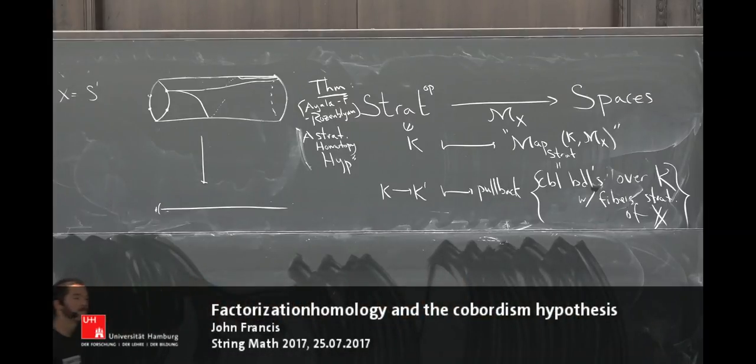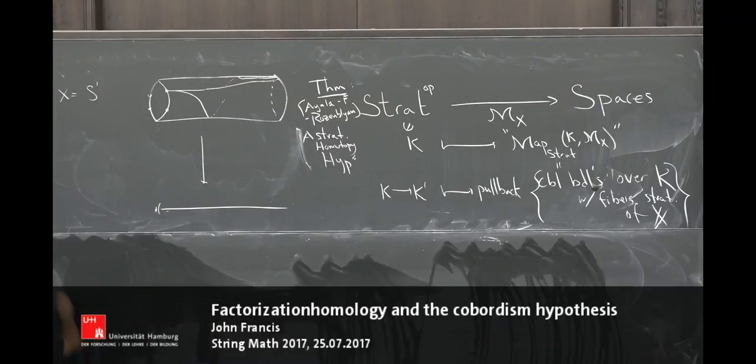Excuse me? No, it's all stratified spaces. So an object is just, let's say, a manifold. It doesn't have to be a manifold. A space with a stratification. All the strata are smooth manifolds. And a map is just something that sends strata to strata, together with some smoothness conditions.